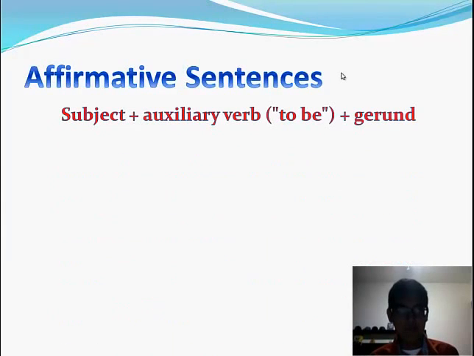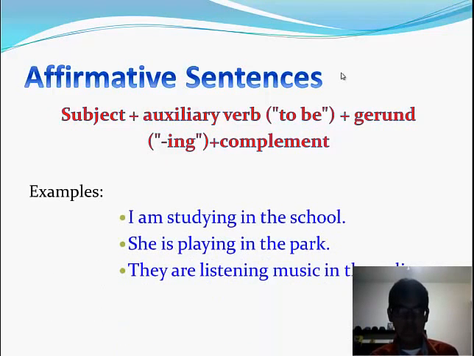Affirmative sentences. Subject plus auxiliary verb plus gerund, ing, plus complement. Examples: I am studying in the school, she is playing in the park, and they are listening music in the radio. This is for the affirmative sentences.